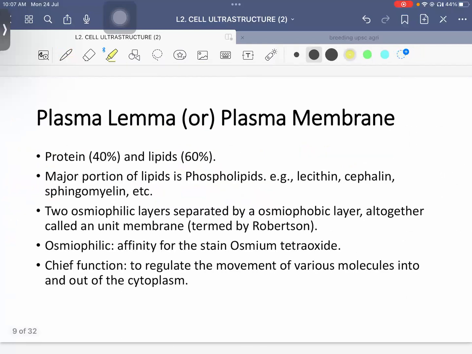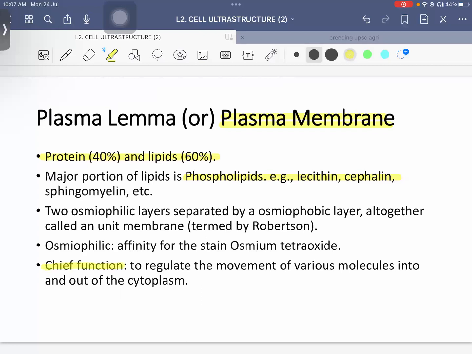Next, we study the plasma lemma, also called the plasma membrane. What it is made up of and what its function is, that's what you should majorly know. It's made up of 40% protein and 60% lipid. Among the major phospholipids you should remember, lecithin and cephalin are present. How these are organized, we have different theories, which we will discuss very briefly.